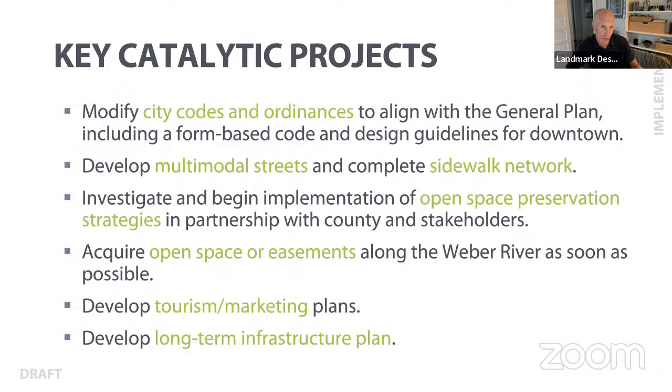The plan concludes with not only your goals and objectives for the future, but a list of some catalytic projects, as we're calling them, of things that should happen in order to get the community moving forward. The first thing, and probably the most important, is to make sure that your existing codes and ordinances are aligned with the general plan. The general plan sets the vision, but the codes and ordinances are what make sure that vision takes form as envisioned.